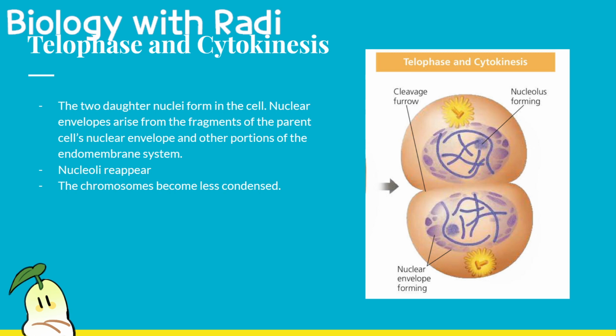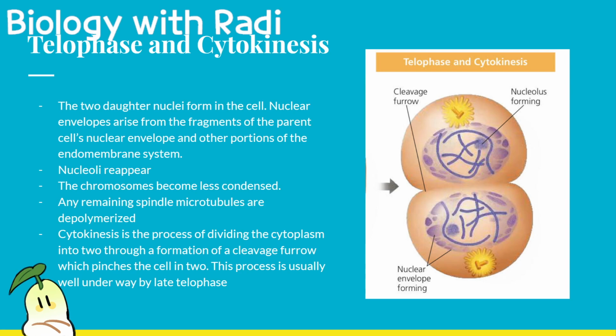You know how chromatin fibers in normal, non-dividing cells, like inside your body right now, are usually found with all of their genetic content dispersed and disorganized. So it's going back to that since division is coming to an end. Any remaining spindle microtubules are depolymerized. Cytokinesis is the process of dividing the cytoplasm into two through the formation of a cleavage furrow, which pinches the cell in two. This process is usually well underway by late telophase. And so after all of these 5 stages, mitosis officially comes to an end.